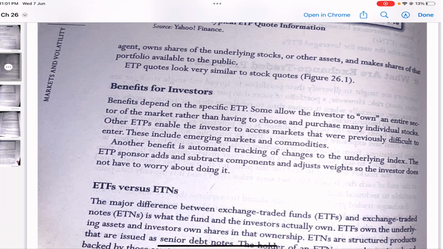The ETP sponsor adds and subtracts components and adjusts weights so that the investor does not have to worry about doing it. So if a stock is doing good, I'll keep it. If a stock is doing bad, I'll remove it from my ETP as a sponsor. So all that, only the sponsor does. I don't have to do all that. I don't even have to worry about rebalancing, because all that is done by the agent or the sponsor itself. So these are my benefits as an investor.